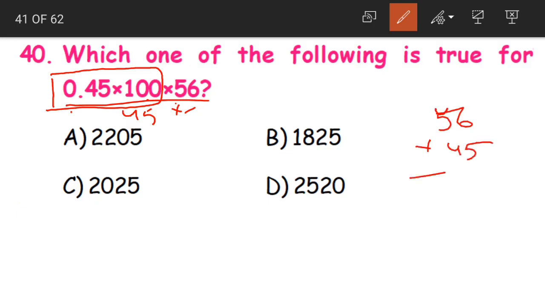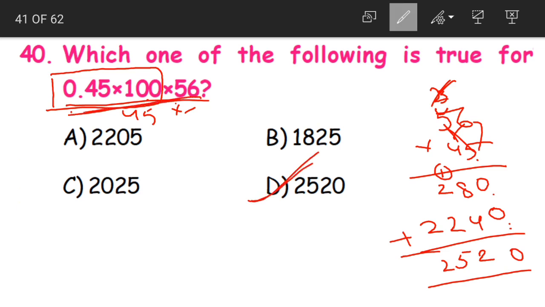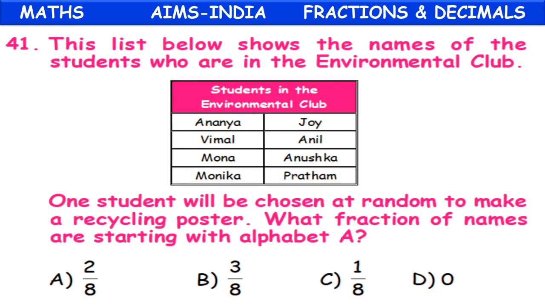56 into 45. 5 6s are 30. 0 here, 3 carried. 5 5s are 25 plus 3, 28. Now for the next line, first we have to place the 0. Yes, children. 4 6s are 24. 4 here, 2 carried. 4 5s are 20 plus 2, 22. Adding the partial products, 0. 8 plus 4, 12, 1 carried, 5 and 2. 2520 is our correct answer, that is option D. The multiplication of these 3 numbers together gives us this product.